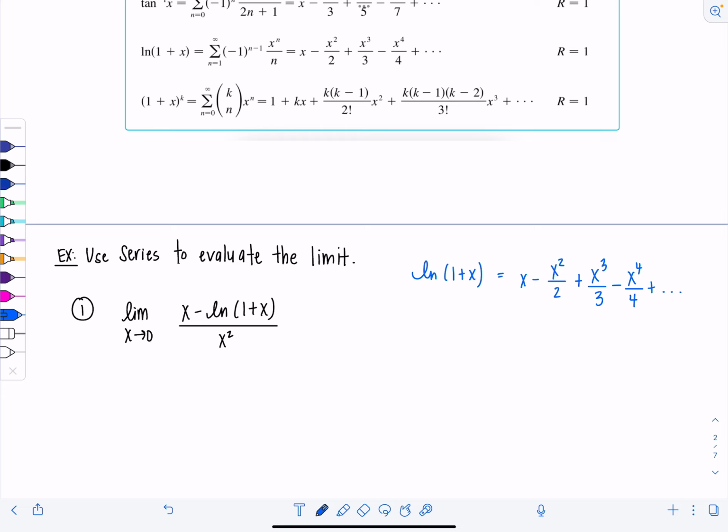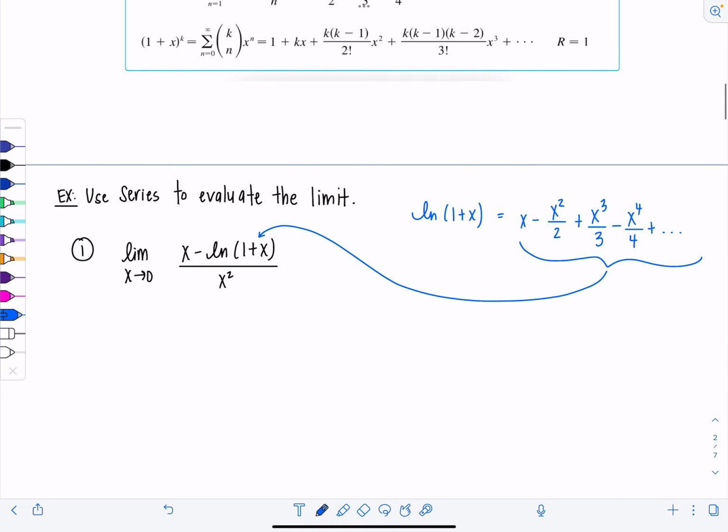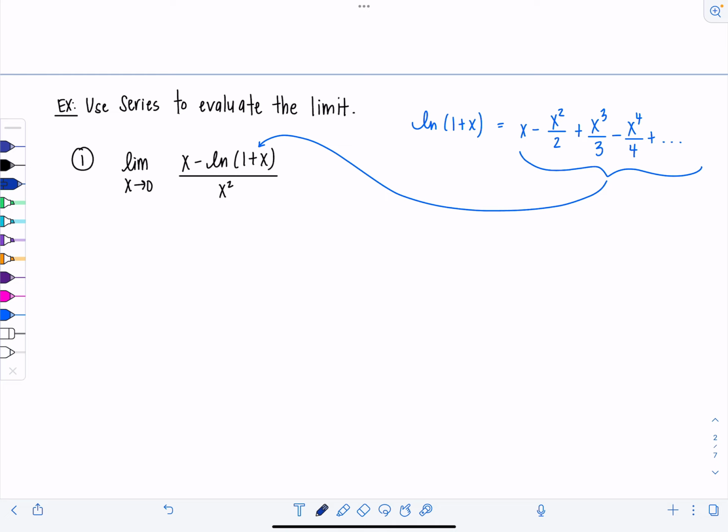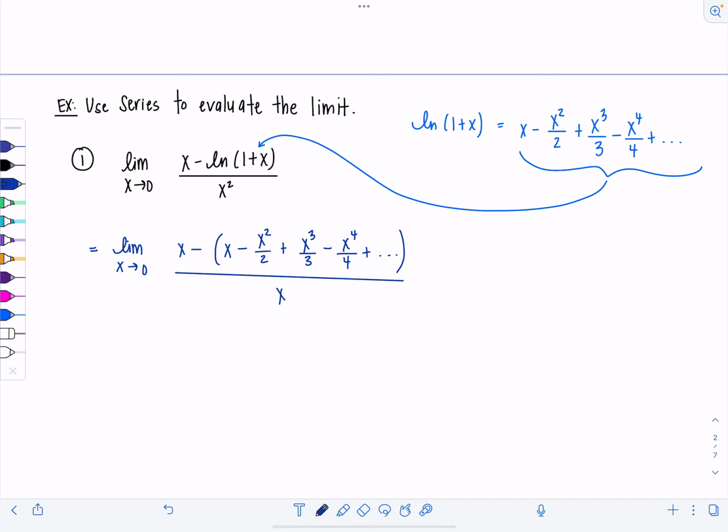Okay. So we're going to take that, replace it where we have natural log 1 plus x in the limit. You see? Yes, we see, Professor V. Oh, good job. Okay, limit, x approaches 0. X, I didn't mean to change colors there. The perils of being left-handed. Okay, x minus, and then all of that goes in parentheses. So x minus x squared over 2 plus x cubed over 3 minus x to the 4th over 4 plus, keep them ... going, over x squared.